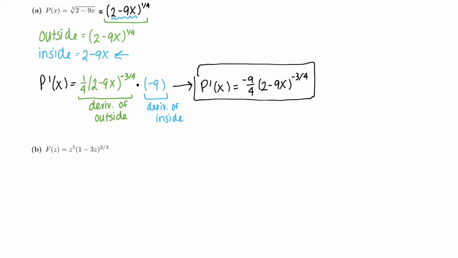All right, so I'm going to go ahead and do part B then. This one is going to require us using product rule because we have 2 functions, one function here being multiplied together. So this is a product rule situation.